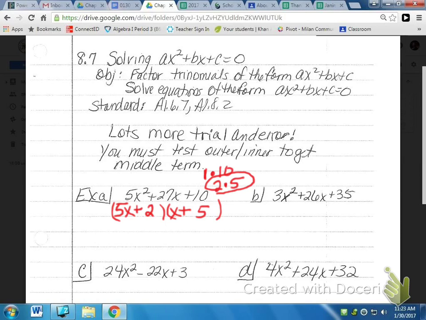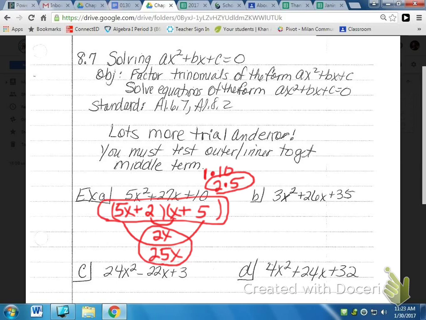I am just guessing. Here's where you make your final decision. I do outer, which is 5x times 5, 25x. Then I come back and do inner, 2 times x. If I combine 25x and 2x together, what would I get? 27x. And what did I want? 27x. So, lo and behold, we got it right at the first try. It is 5x plus 2 times x plus 5. Now, if you had put 1 and 10, we're going to do some where we're definitely not going to pick the right ones. I'm going to do that on purpose. But, like I said, you'll see how things get a lot easier as you go.